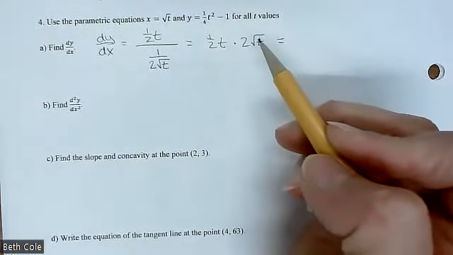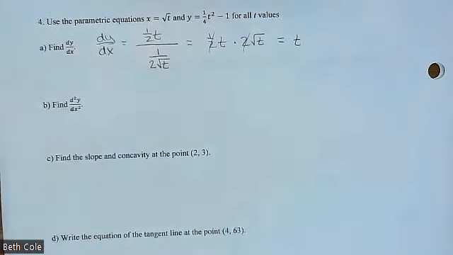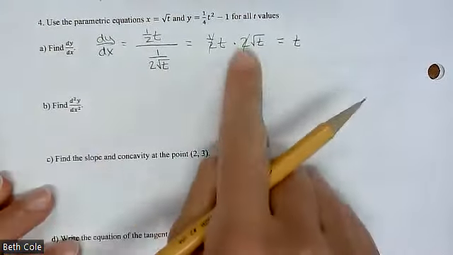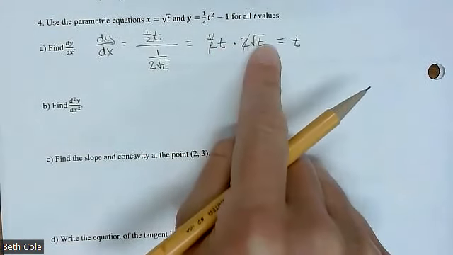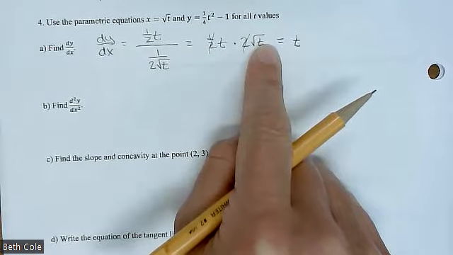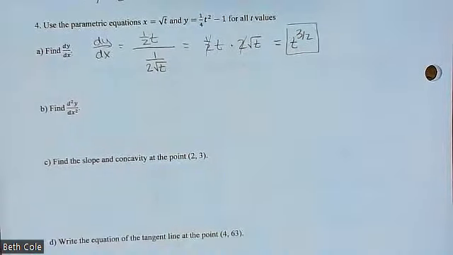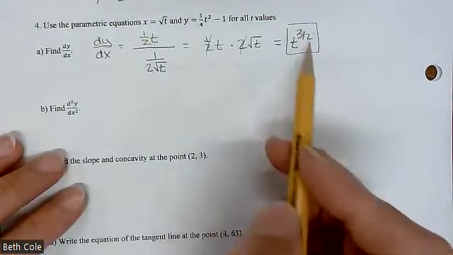The 1/2 and the 2 will cancel. And I want to write it as a fraction exponent because we're going to need to do a second derivative. This is t to the first. This is t to the 1/2. So it's t to the 1.5, which would be 3/2. And I just wrote it that way because we're now going to do the derivative of that. And it's just easier if you have it written that way.